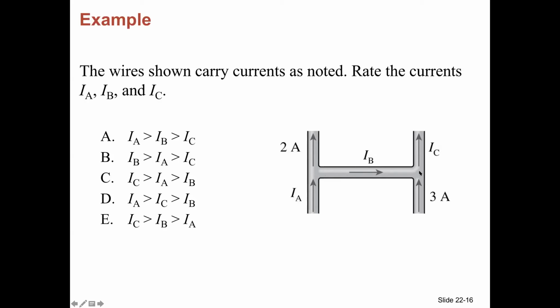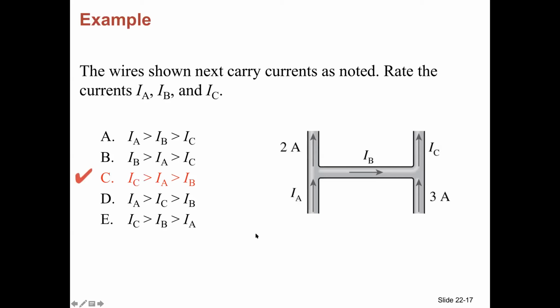Over here from this other junction, B plus 3 has to equal C. So that means C has to be bigger than B. So with that reasoning, you could get that C has to be the answer, which most people picked. So that's good. Brody's reasoning is also a good way to think about it.